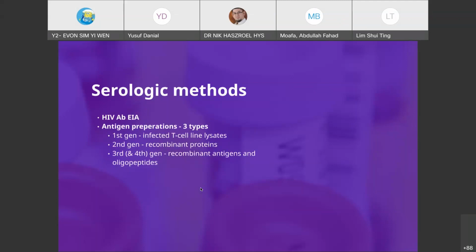Okay. So HIV antibody enzyme immunoassay. Antigen preparation can be divided into three types. These generation tests have to do with how the antigen is made for these antibody tests. The first generation simply uses infected T cell line lysates. Second generation uses recombinant proteins. So they take the genes that code for the protein and put them in E. coli, and they make the proteins that way. We have third generation and fourth generation tests. These also use recombinant antigens, but also oligopeptides.